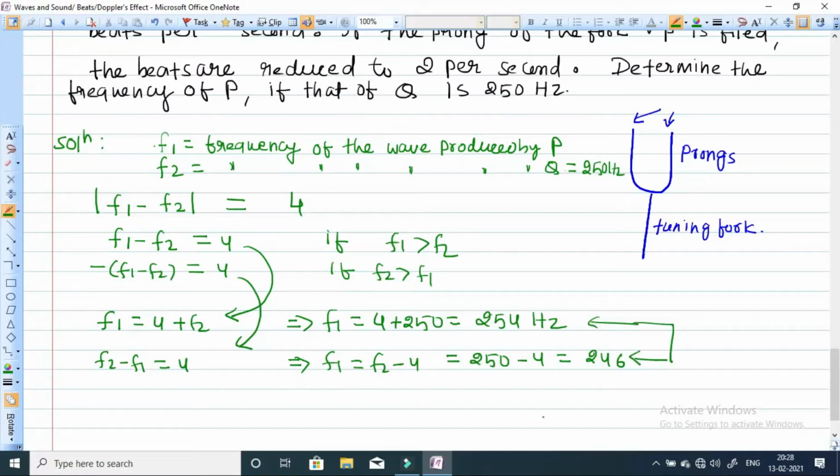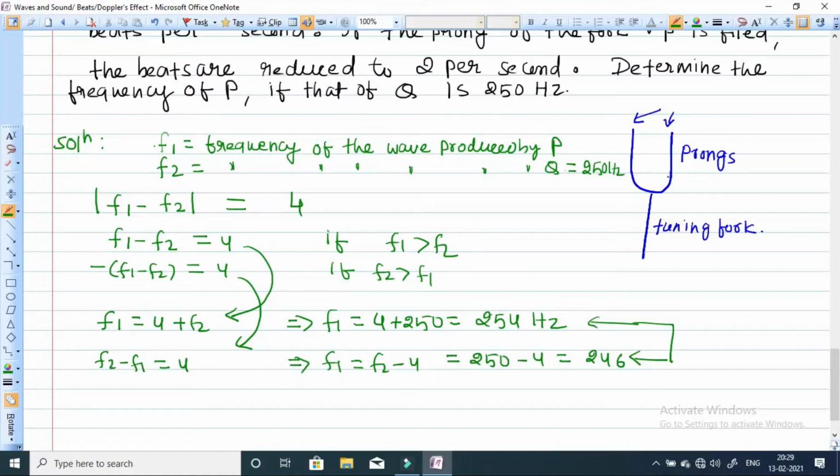Now moving to the next condition: the prong of fork P is filed. Filed means the thickness is reduced. When the prong is filed, the beat frequency reduces to 2. If the frequency were 254, then on filing it would be greater than 254, and the beats between P and Q would be more than 4, but it is given that the beats are reduced to 2. Therefore 254 is not possible, and the required frequency must be 246 Hz.